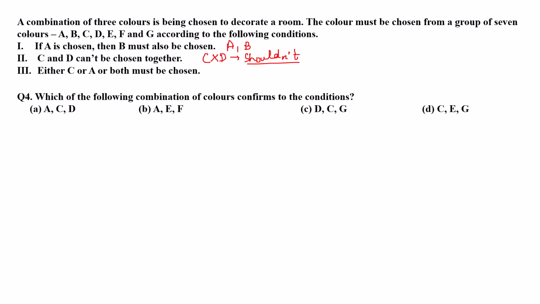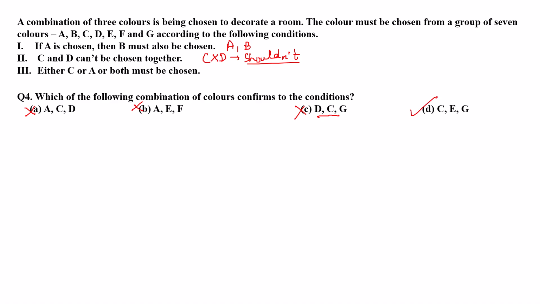Next, either C or A, or both, must be chosen. So when you make a group, either C should be there or A should be there or both should be there. Now the first question is, which of the following combinations of colors conforms to the conditions? Based on these 3 conditions, which combination is satisfied? First is, if A is chosen, B must also be there. Here A is there but B is not there. Here also A is there but B is not there. So these 2 options you have to eliminate. Second is, C and D cannot be chosen together, and here you can see C and D are both together. So this option is also not there. So which is left? D.